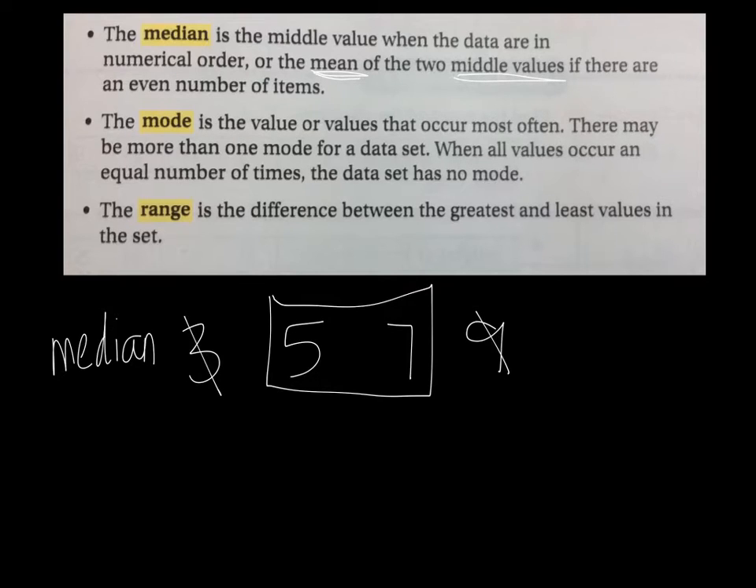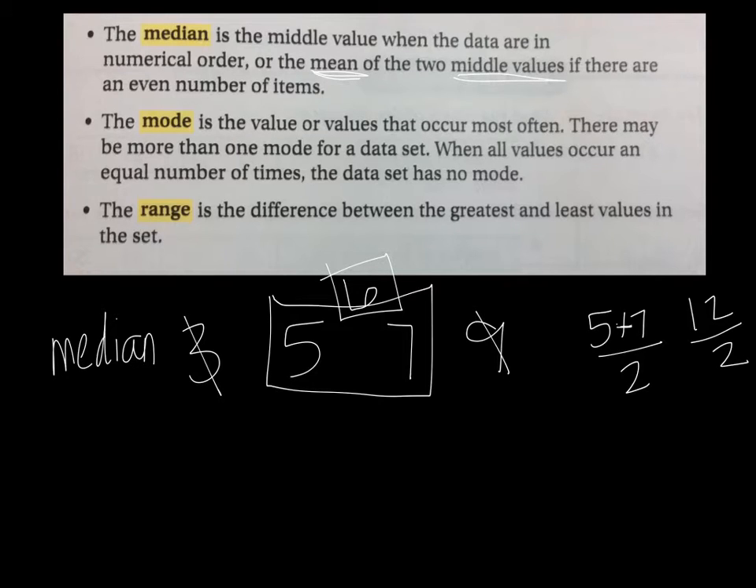So that means I would add up 5 plus 7, and I would get 12, and then I would divide it by 2. Sorry, that's a plus, because there are 2 numbers that I added up. So I would do 12 divided by 2, and my median would be 6.